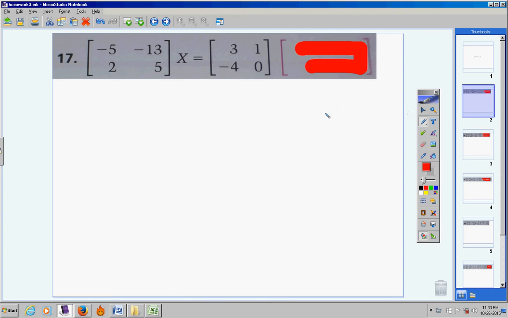Number 17, what I've taught you to do is to take the matrix next to the x and find the inverse of that, and then multiply it by both sides. So let's find the inverse of this matrix.